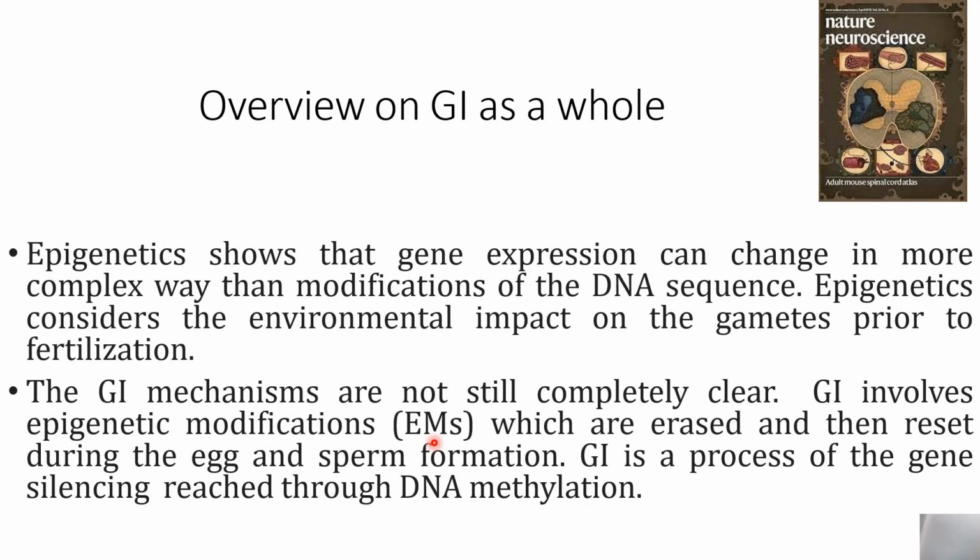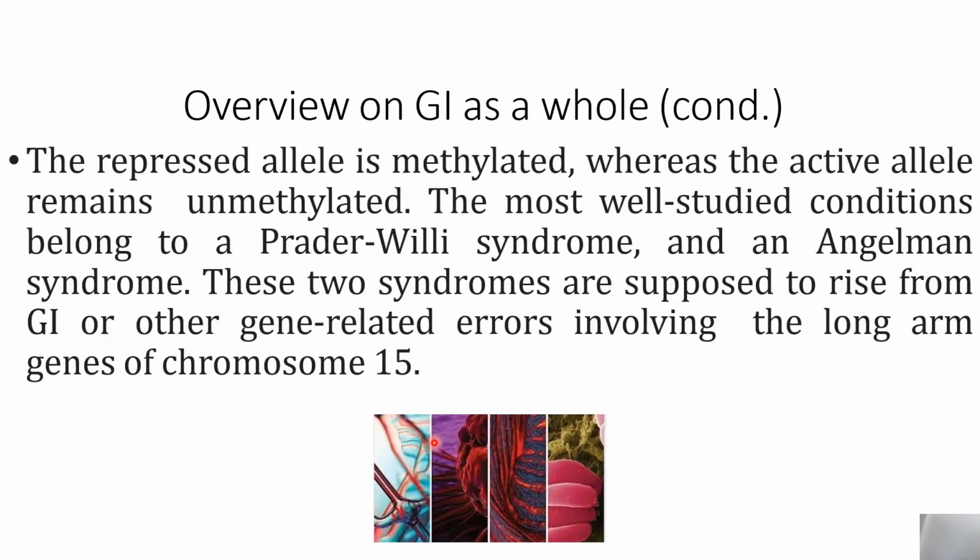So the gene and genome imprinting mechanism are still not completely clear. It involves epigenetic modifications which are erased and then reset during the egg and sperm formation, and it's a process of gene silencing reached through DNA methylation. So the repressed allele is methylated, whereas the active allele remains unmethylated, and the most well-studied conditions are Prader-Willi syndrome and Angelman syndrome. So these two syndromes are supposed to arise from genome imprinting or other gene-related errors involving the long arm genes of chromosome 15.